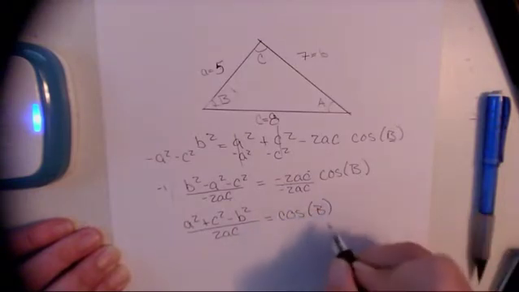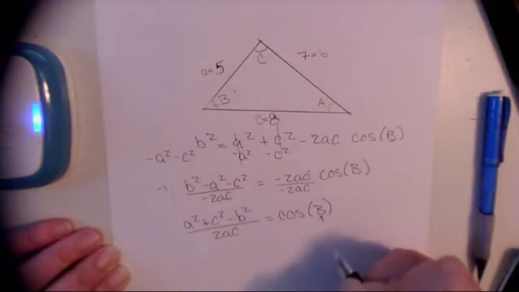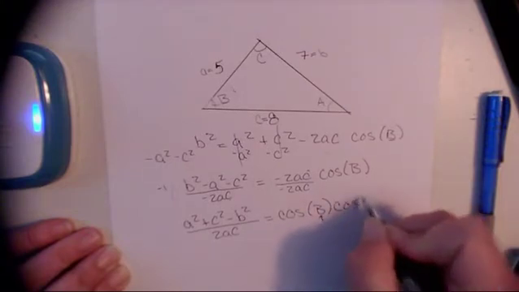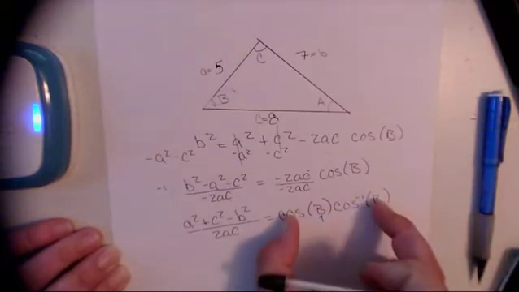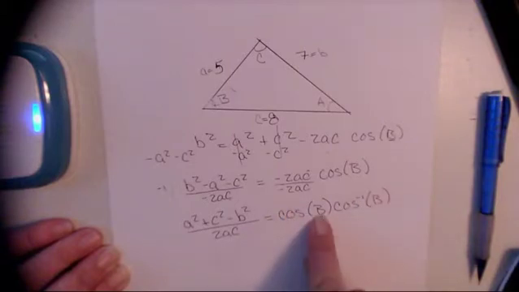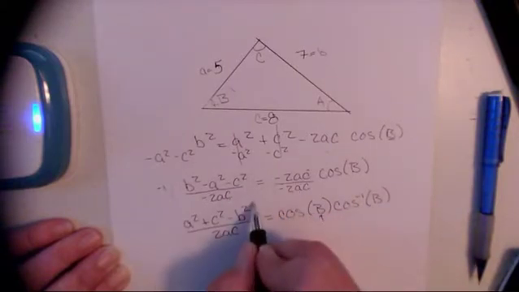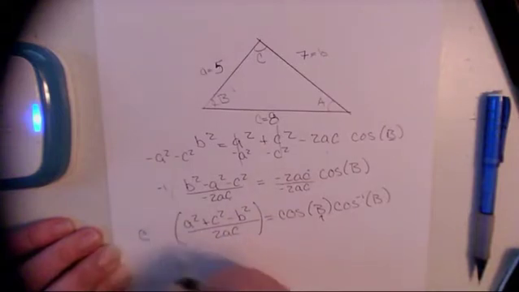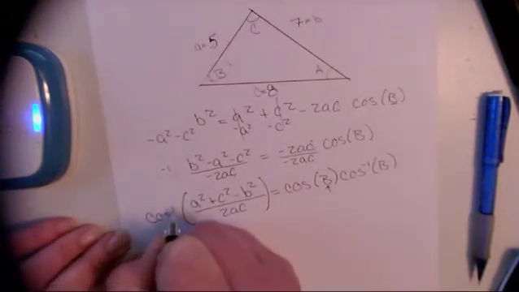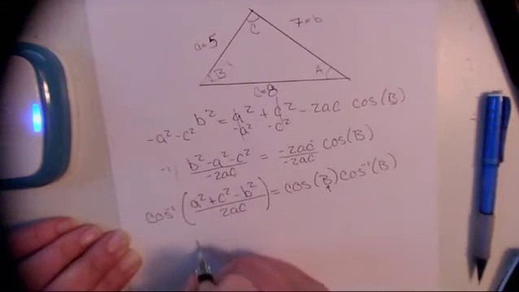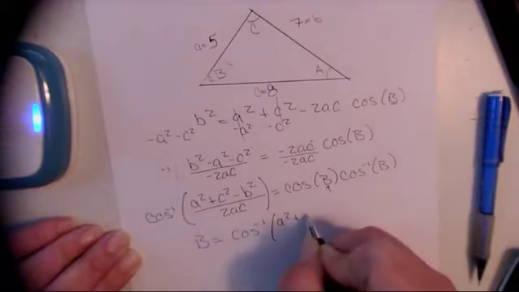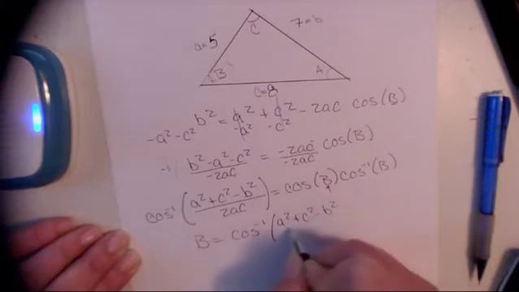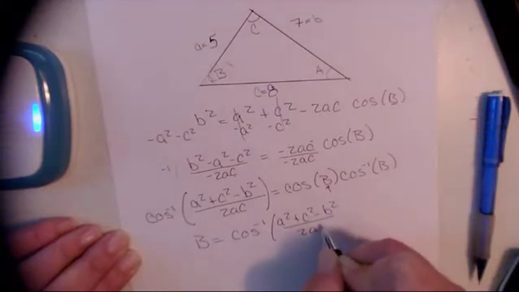Now remember, to get just this inside part out of this function, I need to take the arc cosine of B, because these two things times each other give me just my B out. But I've done it to this side, so now I need to do it to this side. Make sure you can see that. Okay, let's rewrite it so it's cleaner. I now have B equals the arc cosine of a squared plus c squared minus b squared divided by 2ac.